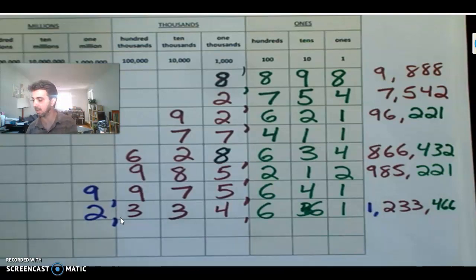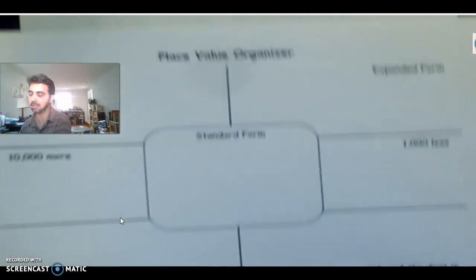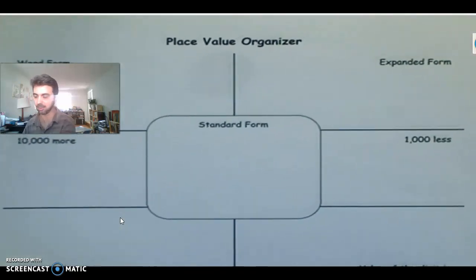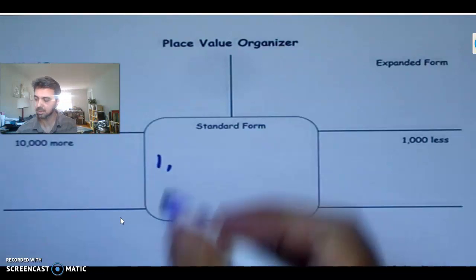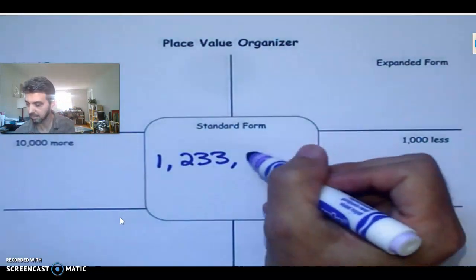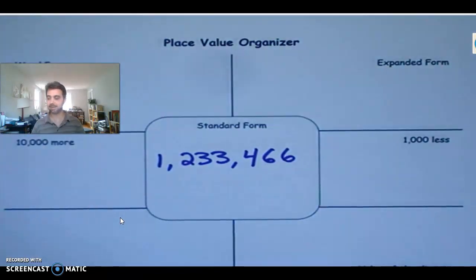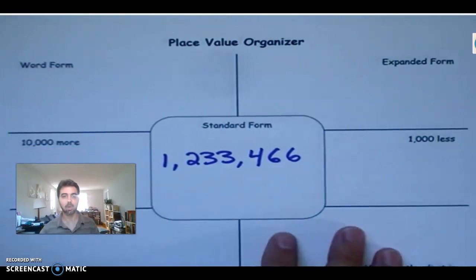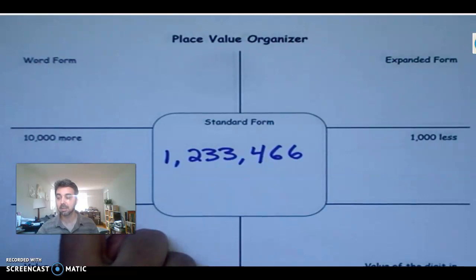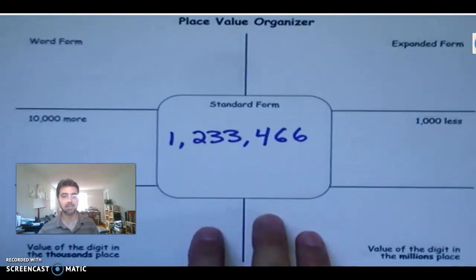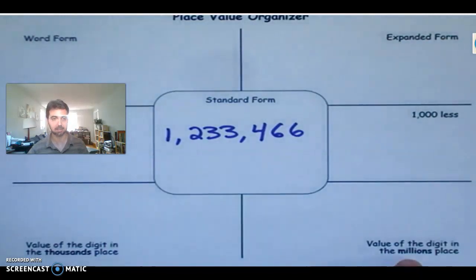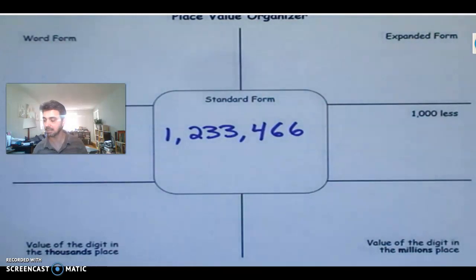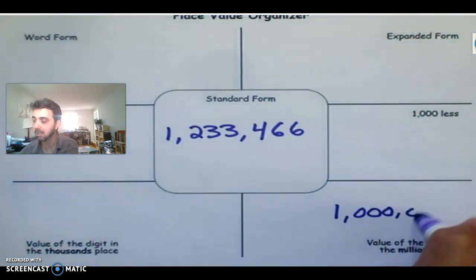All right, so if we're looking at our Thursday place value organizer, mine doesn't say Thursday, but yours should, okay? Let's write down the smallest number today. So we had 1,233,466. You want to write that in word form, expanded form, 10,000 more, 1,000 less, and this time the value of the digit in the thousands place and the value of the digit in the millions place. We'll do that one together. The millions place, there's a 1, but the value is 1 million.